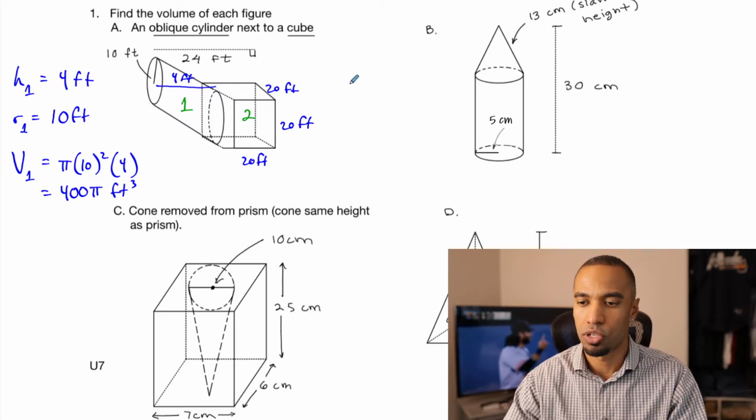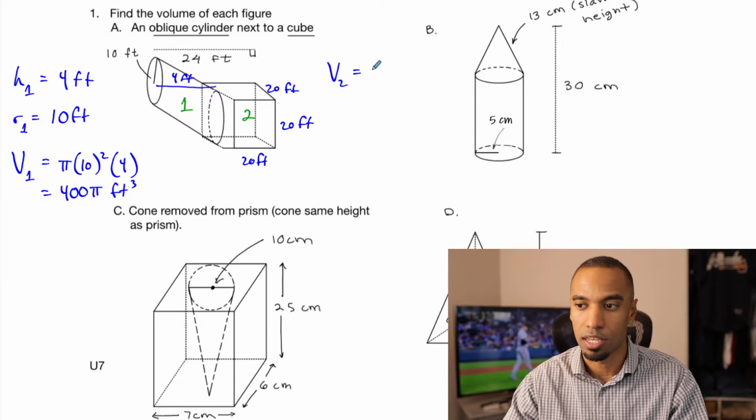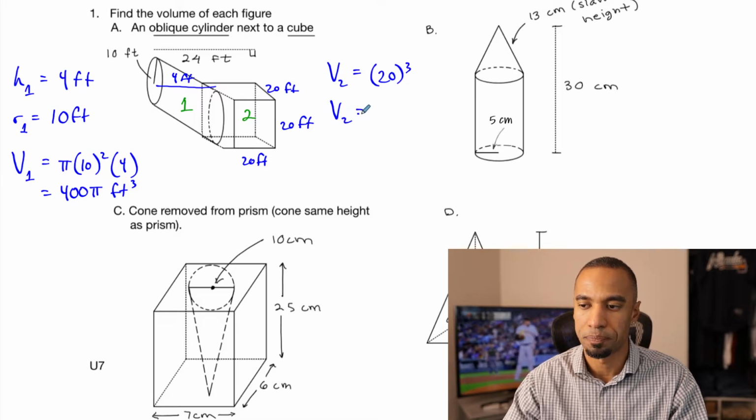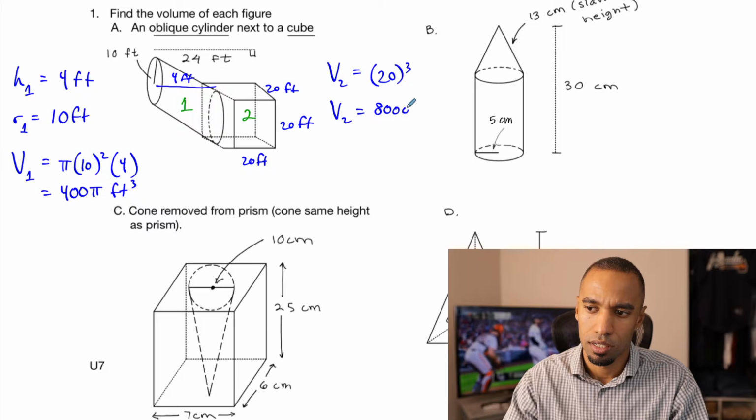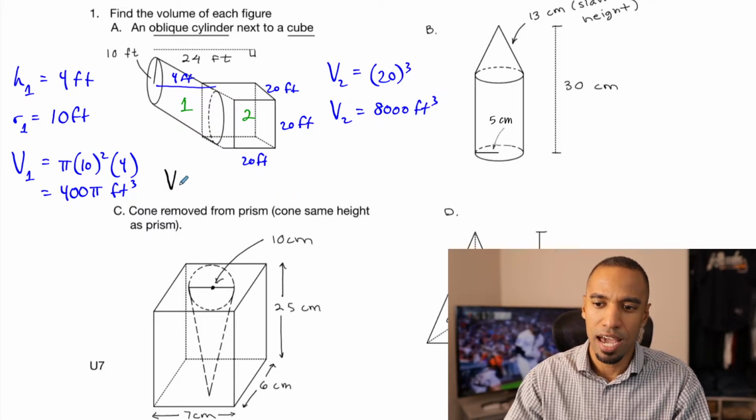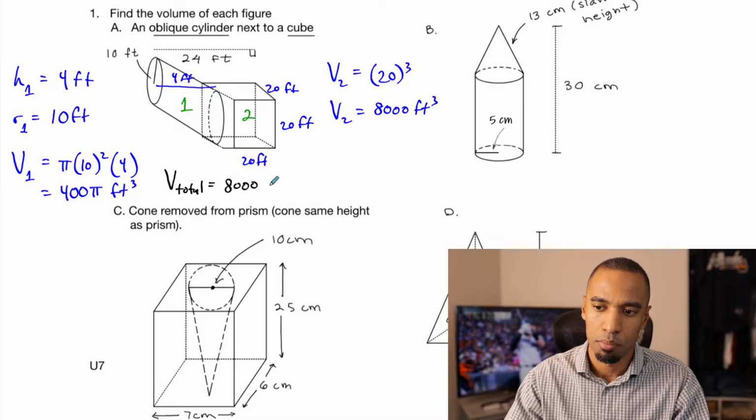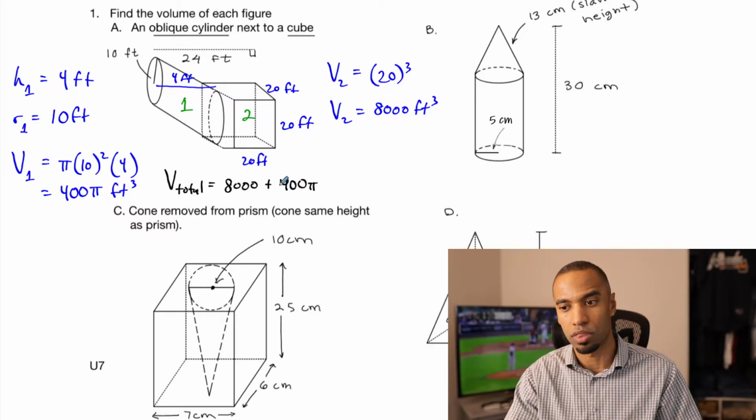So for object 2 here, the volume is area of base times height, 20 times 20 times height. So really 20 cubed if you think about it that way. 20 times 20 times 20 gives you, I think, 8,000 cubic feet. So for the volume of the total, I'm going to add those. I get 8,000 plus 400 pi. Now this is not 8,400 pi because pi only exists with the 400.